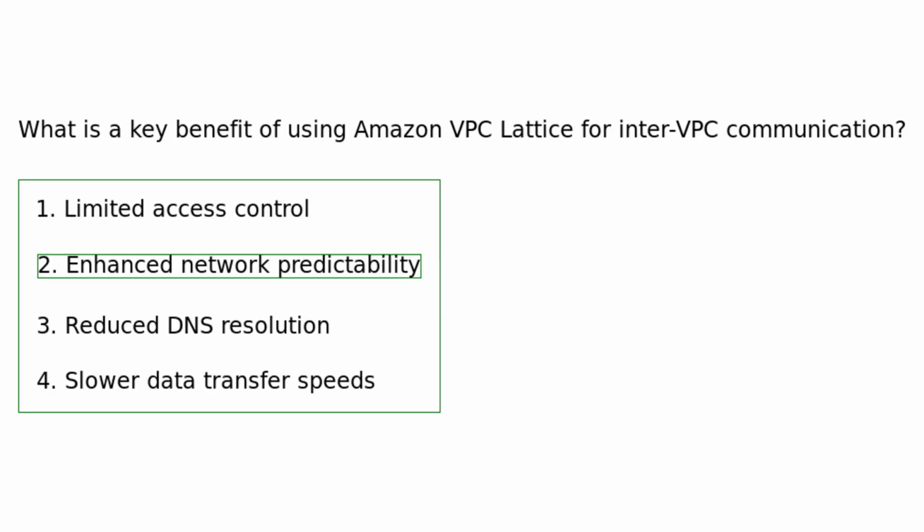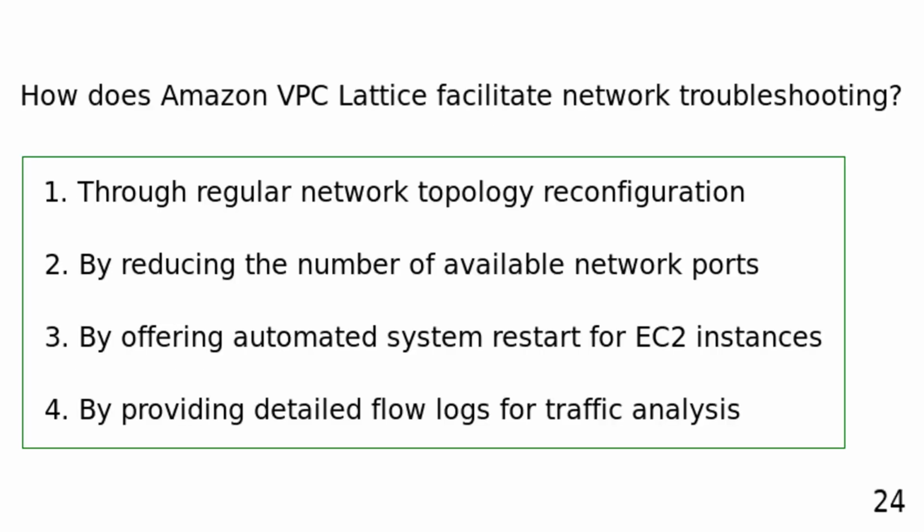A key benefit of using Amazon VPC Lattice for inter-VPC communication is enhanced network predictability through the establishment of direct communication paths. How does Amazon VPC Lattice facilitate network troubleshooting? Through regular network topology reconfiguration. By reducing the number of available network ports. By offering automated system restart for EC2 instances. By providing detailed flow logs for traffic analysis.